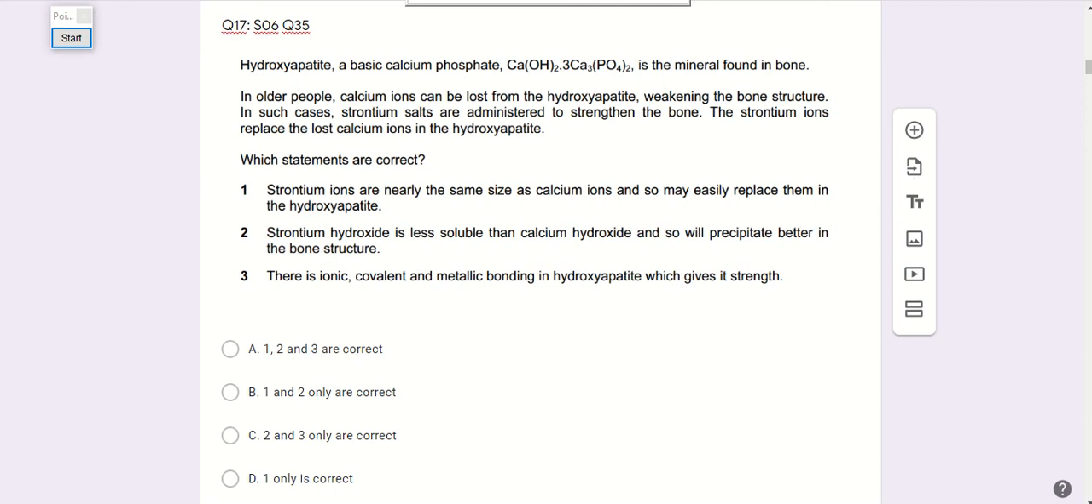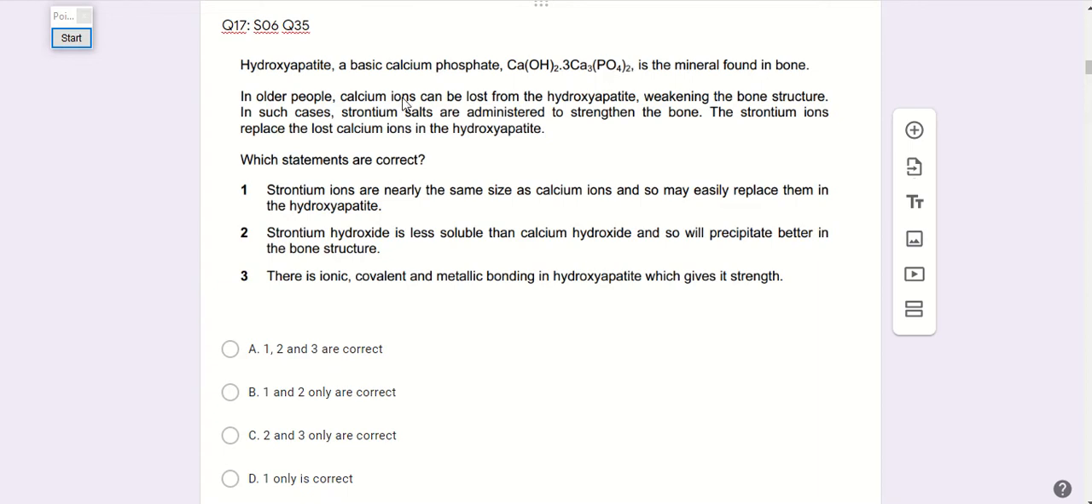This is chapter 11, question 17. It is about a compound called hydroxyapatite. It has this formula, calcium hydroxide and calcium phosphate together, found in the bone.